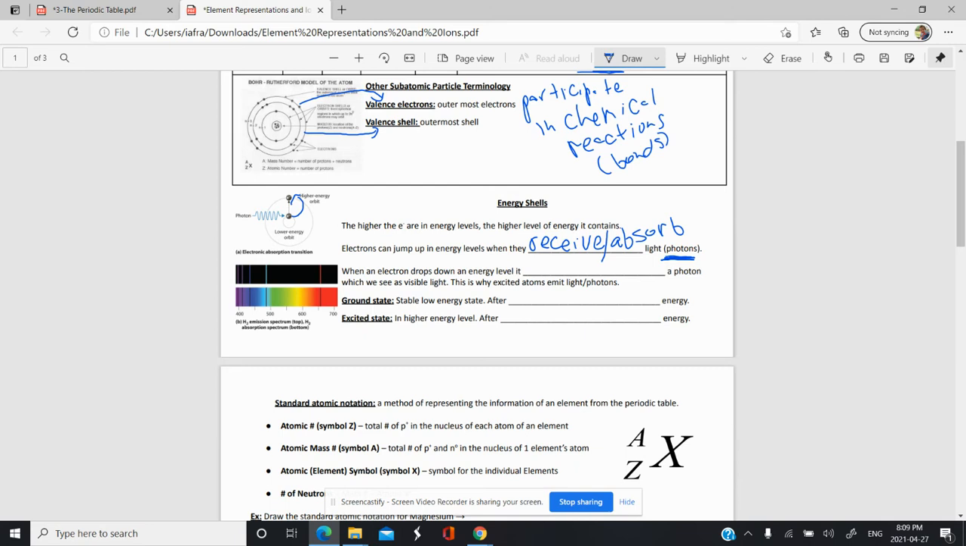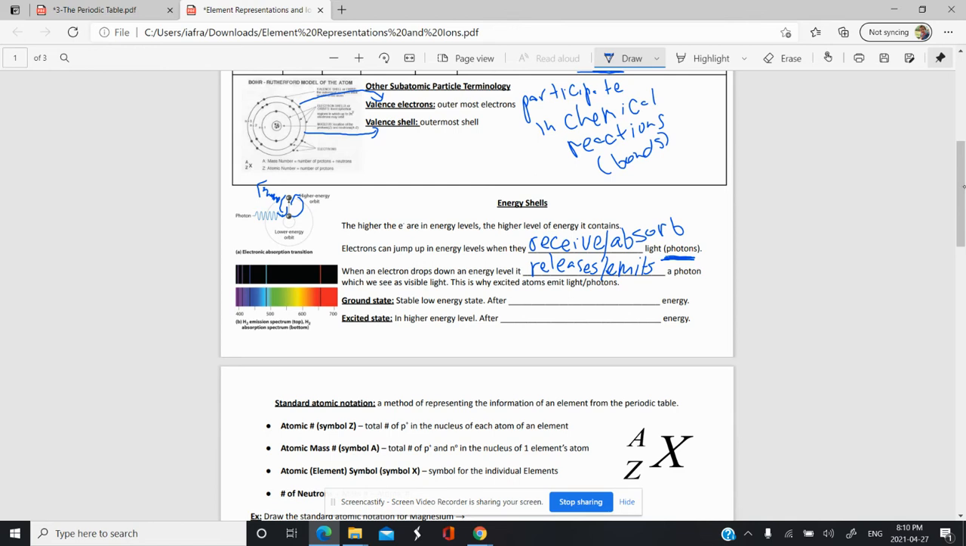Now, the electron, once it jumps up in energy level, won't stay there forever. Eventually, it goes back down. And when it goes back down, it has to release the energy it absorbed. It releases all of it, but it's not all in the form of light. Some of it could be lost as heat as well. So it'll release some energy as light, and then some energy sort of released as heat. So when an electron drops down the energy level, it emits, like to give off, to send out, a photon of light and also some heat generally.